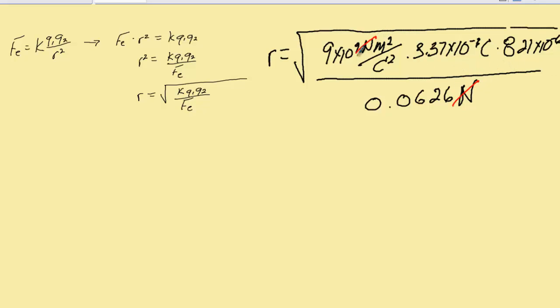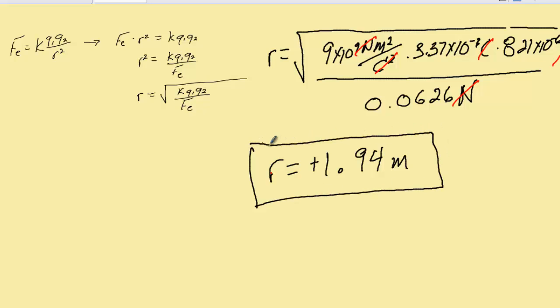Let's see what we do here with our units. Newtons look like they're going to cancel. Coulombs are going to cancel. And we're going to be left with meters squared, but we're taking the square root. So the separation distance between these should end up being a positive 1.94 meters, because when we take the square root of meters squared, we get meters. So there you go. The math really is not all that ugly. I hope you followed along with all of this. If you have any questions, ask me in class, and we'll see you later.